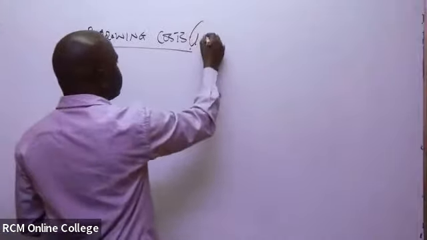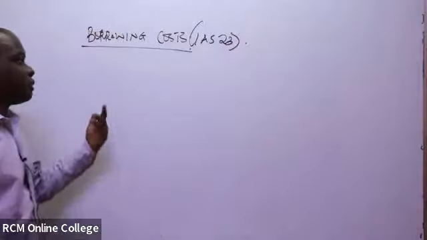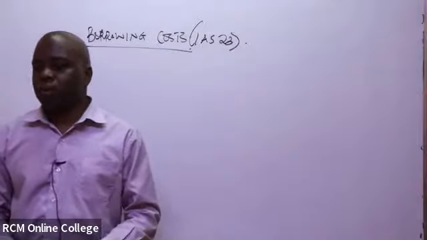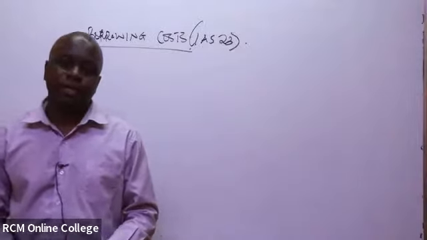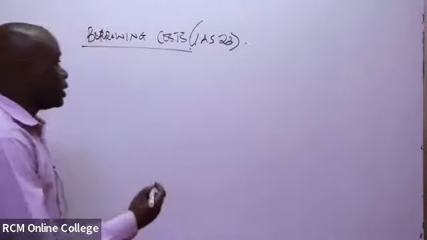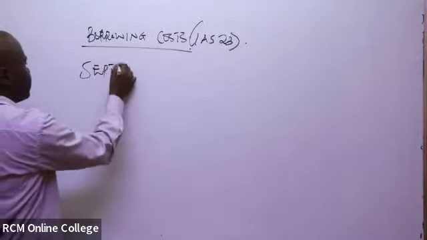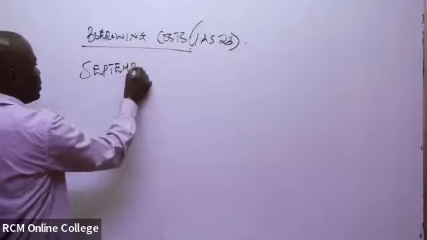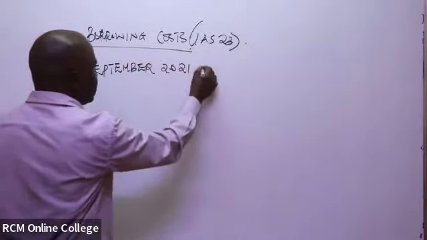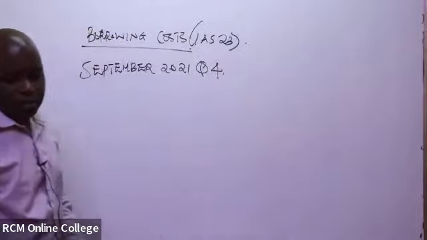So IAS 23. We have already learned about what borrowing costs are, and I think we did one example. And I think I left an assignment, because I told you to try to attempt it. It is September 2021. You can open this question, question number 4A.